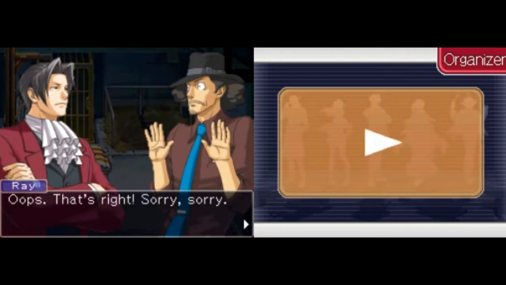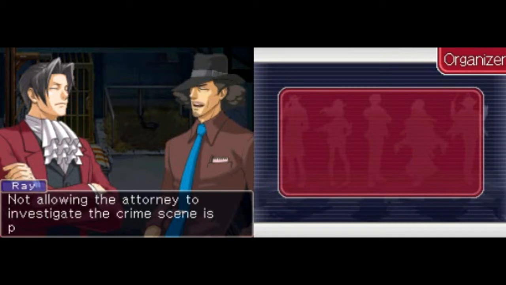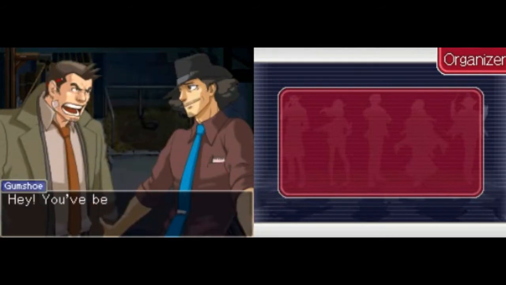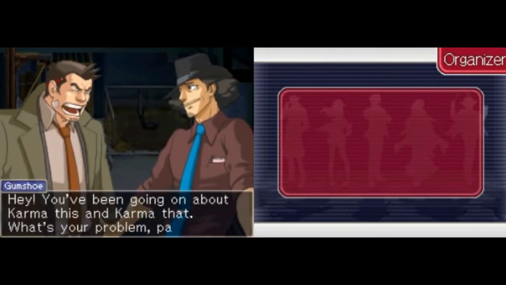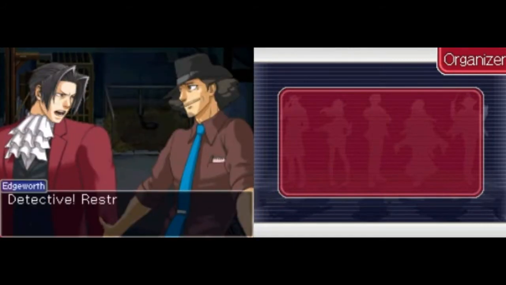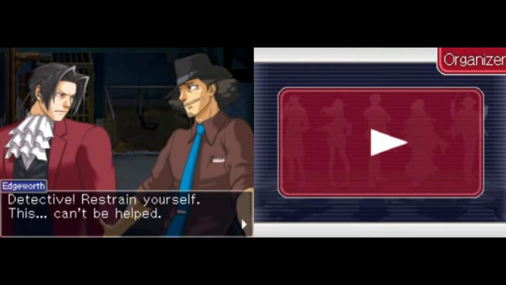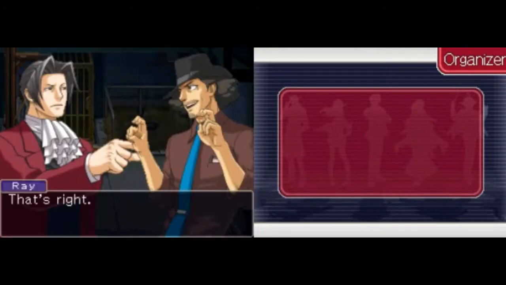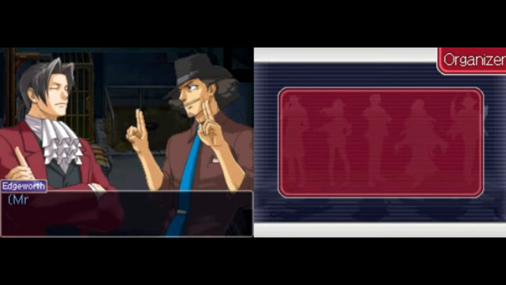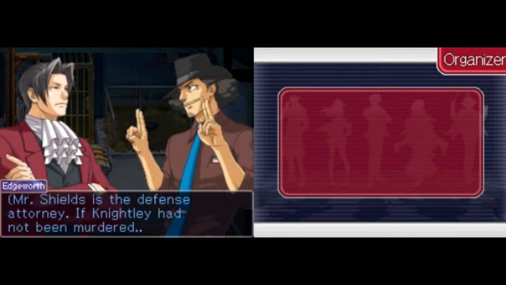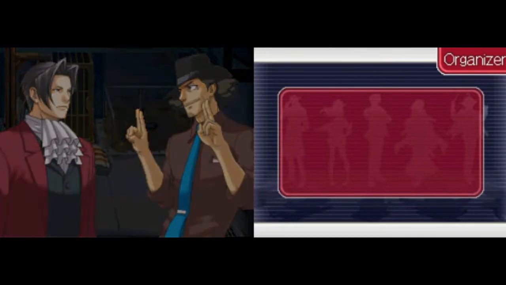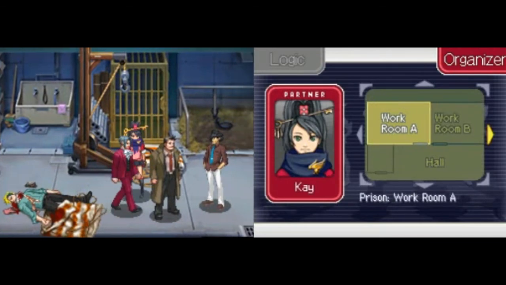Oops, that's right. Sorry. Not allowing the attorney to investigate the crime scene is part of the Karma way, right? Hey, you've been going on about karma this, karma that. What's your problem, pal? Detective, restrain yourself. This can't be helped. Eh? Mr. Shields, are you the defense attorney for Horace Knightley? That's right, or should I say, I was his defense attorney. He always uses the quotes a lot. Mr. Shields is the defense attorney. If Knightley had not been murdered, I would have been going up against him in court. I should listen to what he has to say. Yeah, okay, let's talk to him.